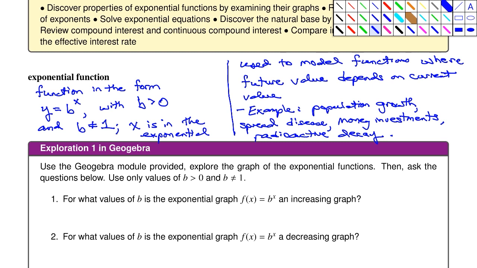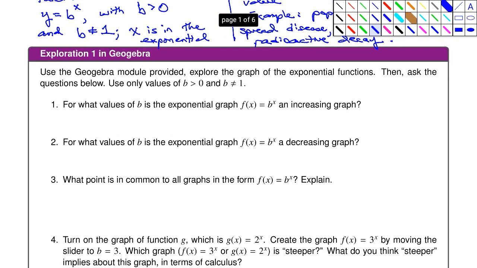All right, next I want you to go ahead and do the exploration from the GeoGebra link that was provided to you. Answer these questions, and then we'll pick up the lecture after you finish that exploration.